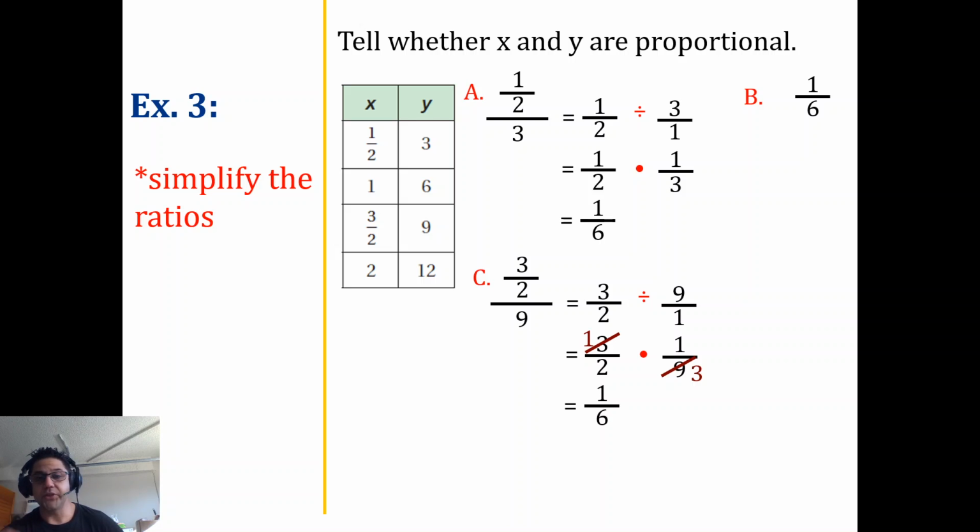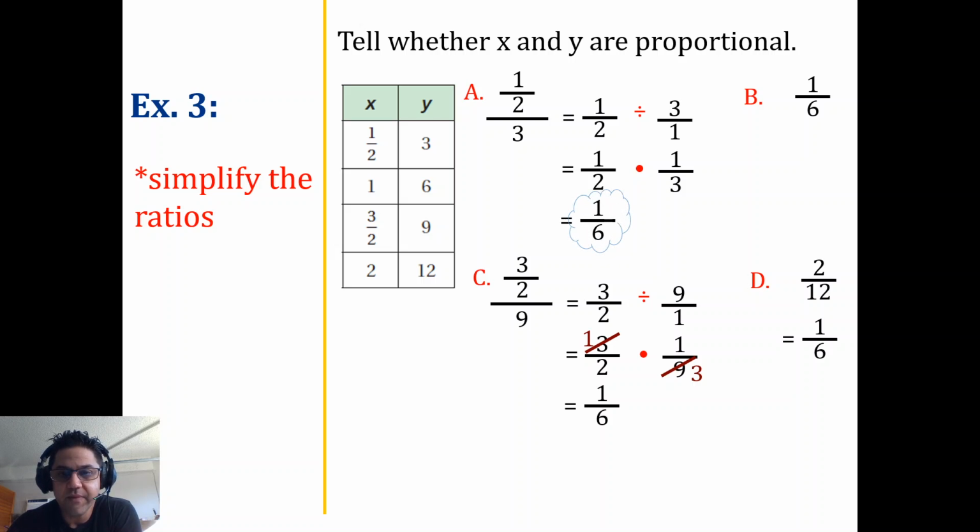So I've got 1, 2, 3. So far looks good. I need to check my last one. 2 over 12. Yeah, that does reduce to 1 over 6. So everything works out. All the 4 scenarios work out. Therefore, x and y are proportional. They all have to work.